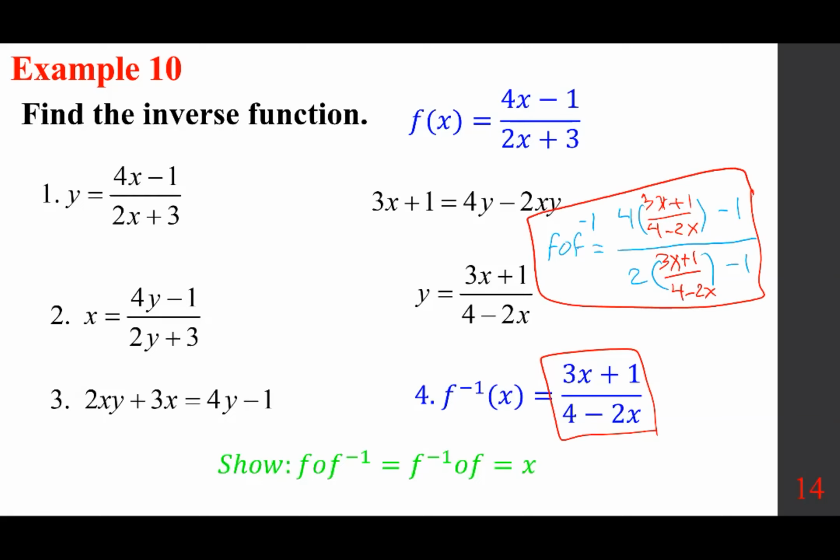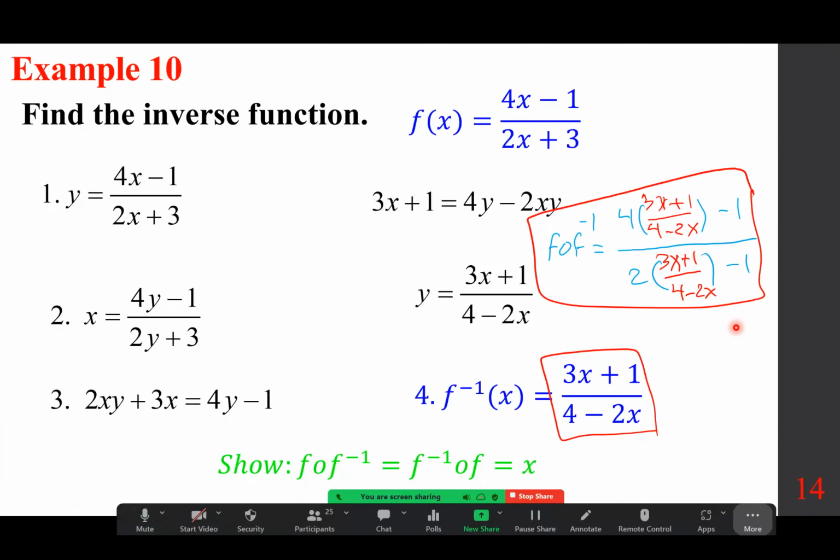All you have to do, the next step is to multiply by LCD, which is 4 minus 2x. If you multiply the top by 4 minus 2x, the bottom by 4 minus 2x, you come up with the answer. It's very straightforward, everybody. It's not a big deal.